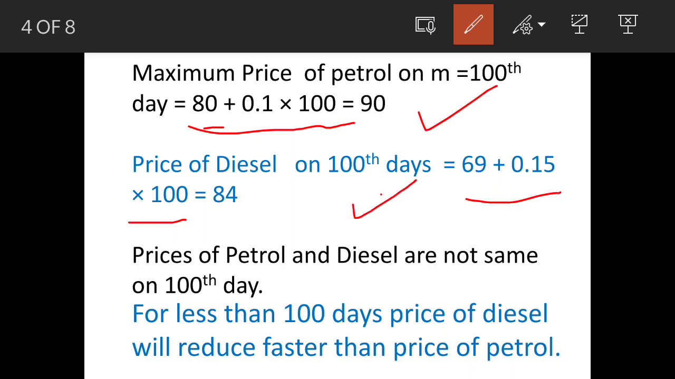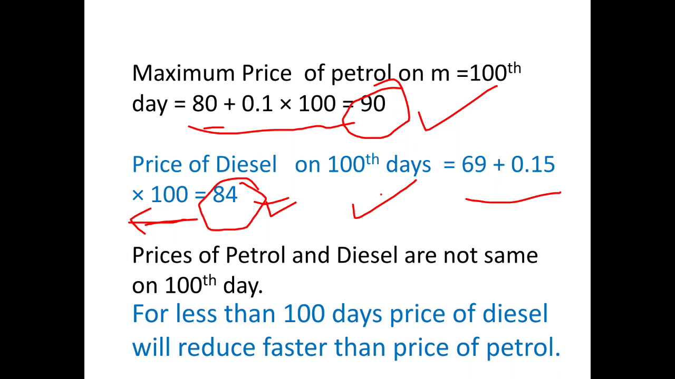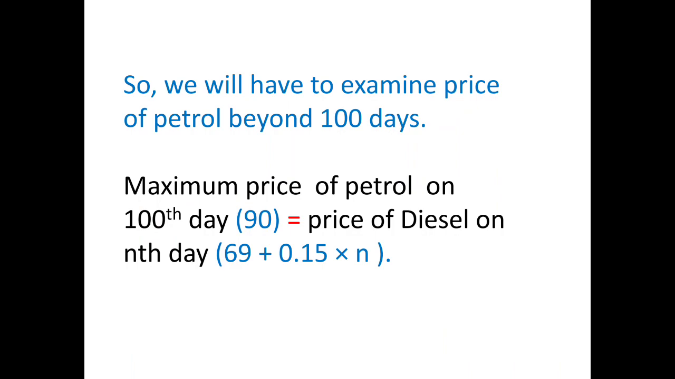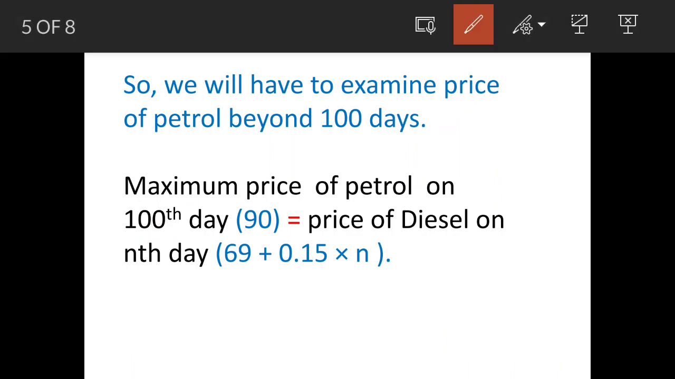So that means, on the 100th day we have noted that petrol is costing more than diesel. So for fewer than 100 days the price of petrol will always be more than diesel, because the fall in the price of diesel, when the value of n is less than 100, is going to be more. This is a very important connotation to understand. So now we'll go further. We have examined prices for 100 days, and we know that for fewer than 100 days the prices will not match because diesel prices are reducing faster than petrol prices.